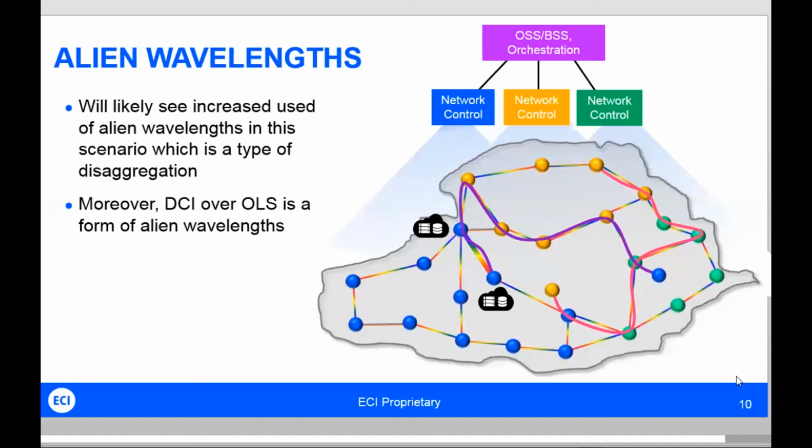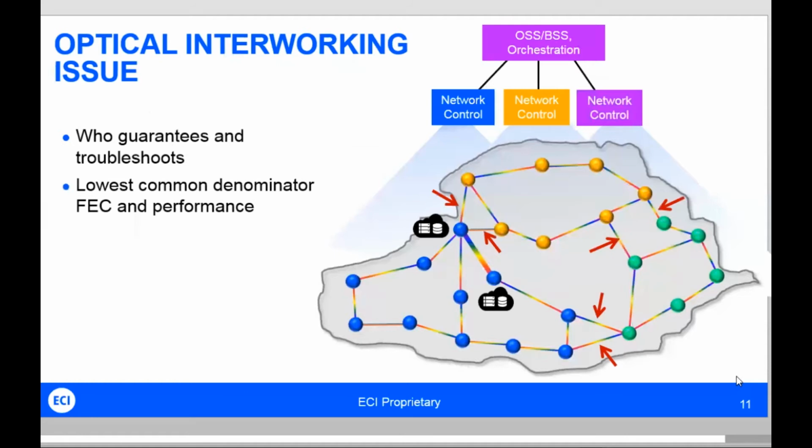And what I really want to point out is that there's nothing particularly new over here. This is something which is fairly doable. People have been doing this for years, and it really falls under the title of alien wavelengths. So this is a form of disaggregation that's already being used, and I think will continue to be used, even though we might provide a bit more structure in terms of what we call DCI over OLS.